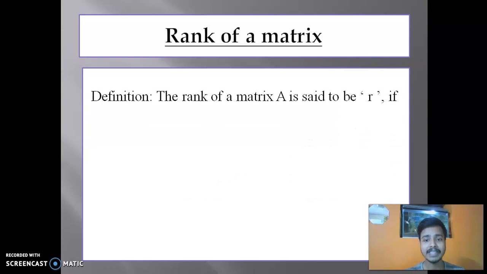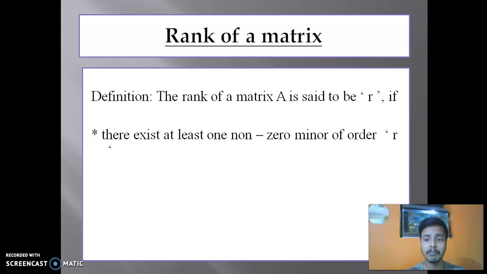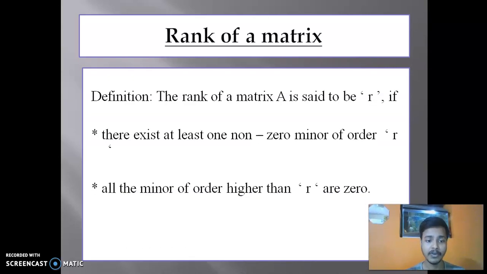The rank of a matrix A is said to be R if there exists at least one non-zero minor of order R and all the minors of order higher than R are 0. So suppose we have a matrix of order say 2 by 4 and we have found a minor of order 2, and if that minor of order 2 is non-zero, then what would be the rank? The rank of that matrix would be 2, and all the minors of order higher than 2 must be 0.